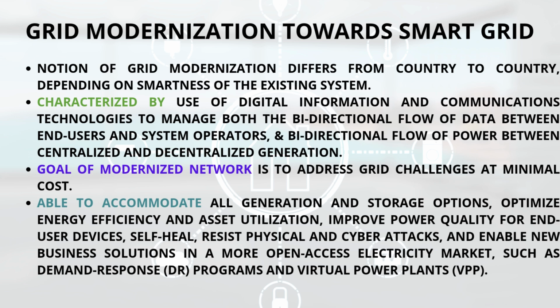This is where it gets exciting. A truly modernized grid should be able to accommodate all generation and storage options, seamlessly integrate everything from nuclear to solar to batteries, optimize energy efficiency and asset utilization, minimize waste, use existing wires and transformers to their fullest before building new ones, avoid that empty 10-lane highway problem, improve power quality, deliver that stable voltage and frequency modern devices need, self-heal, this is huge, automatically detect faults, isolate them, and reroute power to restore service quickly, minimizing outages. Imagine the grid fixing itself.